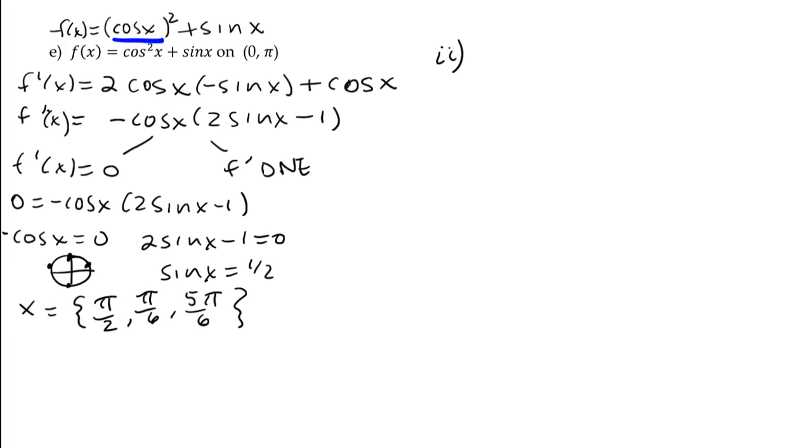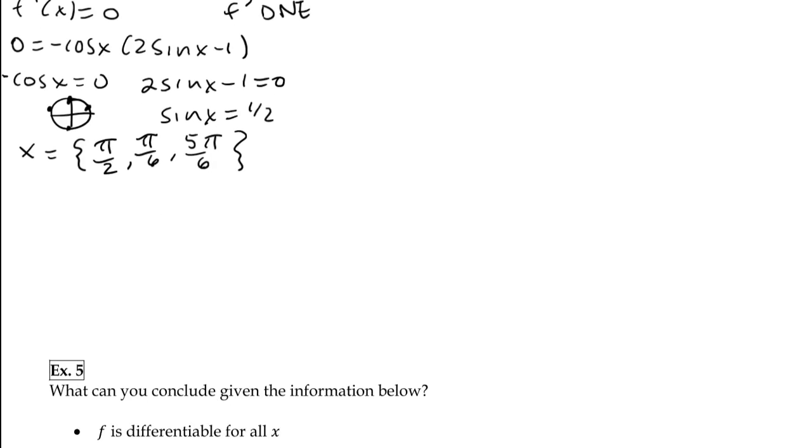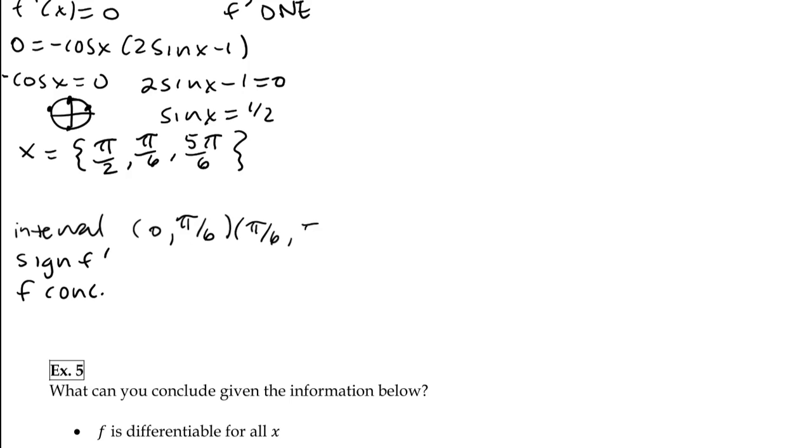Increasing or decreasing. Before we do that, remember we have to make our table. Actually, I think I have more space down here. I'm going to go to the bottom and make it. Okay, so we have the interval, we have the sign of f prime, and we have the f conclusion. Okay, the interval. We're going to go from 0 to pi over 6. And then we're going to go from pi over 6 to pi over 2. Then we're going to go from pi over 2 to 5 pi over 6. Then we're going to pick up at 5 pi over 6 and head to pi.